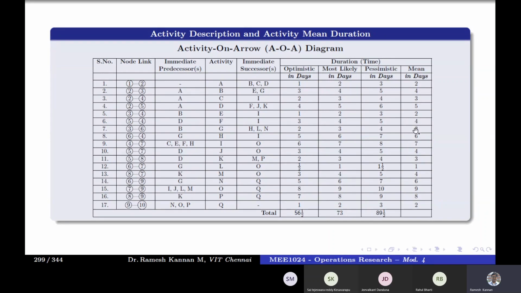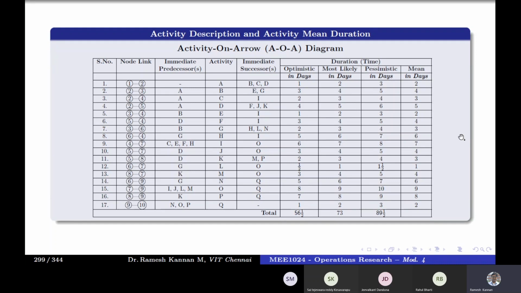But in real practice, the intervals may not be the same. For example, for activity A, the optimistic can be 1, the most likely can be 2, but the pessimistic can be 4 or 5 or 6. Or the optimistic can be 1, the most likely can be 3, the pessimistic can be 4. So the intervals cannot be equal. In that case, the mean value will change. For example 1, I made the mean value equivalent so that you don't have to calculate.